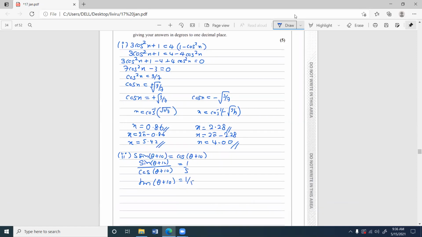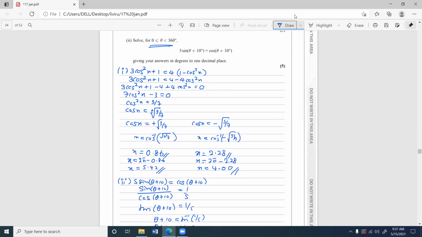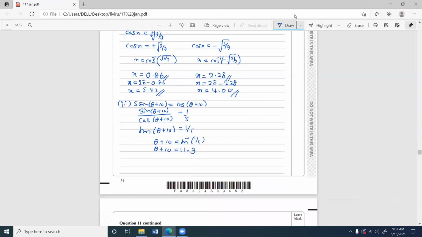So we need to find the solutions. Theta plus 10 equals tan inverse of 1 over 5. Sorry, it should be in degree format. The first angle is 11.3. Don't stop at the solution for this, because we need the final solutions with the alternative angle.